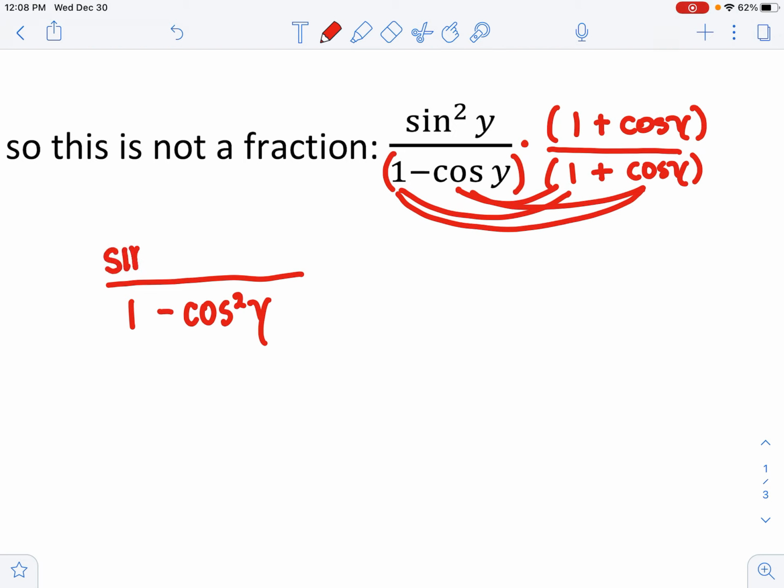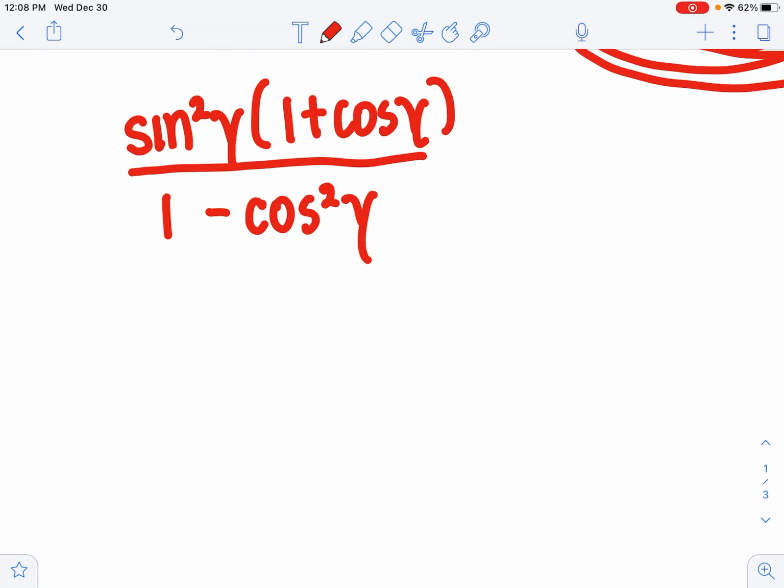Numerator, I'm going to leave it as sine squared of gamma times 1 plus cosine of gamma. Why? Because distributing it makes it uglier, right? It becomes sine squared of gamma plus sine squared cosine. It would not be prettier. It would not be more helpful. So I'm just going to leave it.